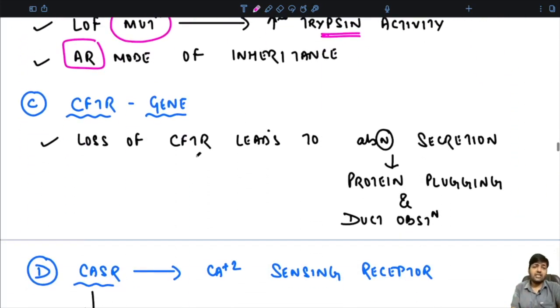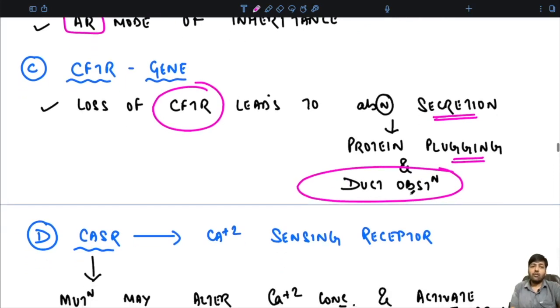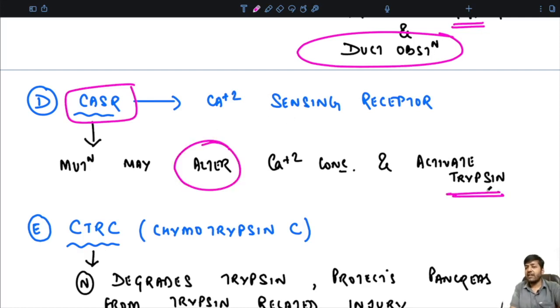Then the CFTR gene: loss of CFTR leads to abnormal secretion that causes protein obstruction, plugging and duct obstruction. So individuals suffering from CFTR mutations or cystic fibrosis again suffer from acute pancreatitis. Now, mutations in the CASR gene, that is the calcium sensing receptor. Mutations here may alter the calcium levels and activate the trypsin.